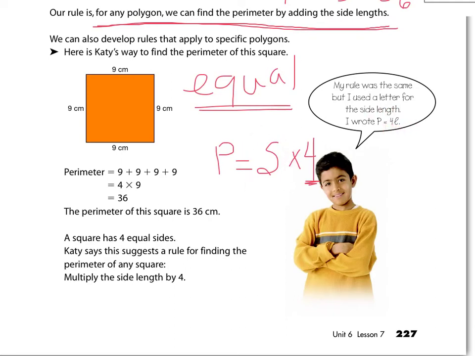I've just gone with side. Either one works, it doesn't really matter. And again, with perimeter, we're going to end up with centimeters, and when we multiplied 4 times 9, we ended up with 36. So the perimeter of this square is 36 centimeters.